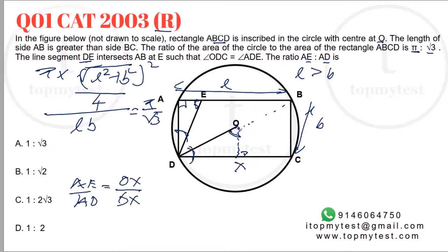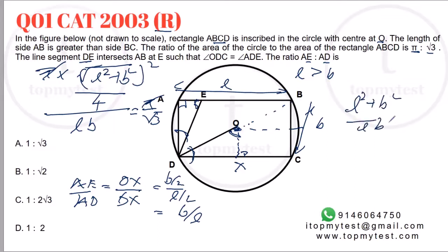Now, what is OX? OX is half the breadth. Why? Because this is the center, right? And this will be half the length. So, which is basically breadth by length. So, I need to find the ratio of breadth by length. Where will I get this? I'll get this from here. Square this and rewrite this. So, you'll get L square plus B square divided by LB equals 4 by root 3.